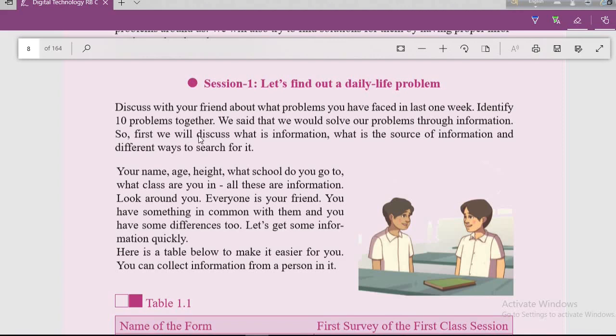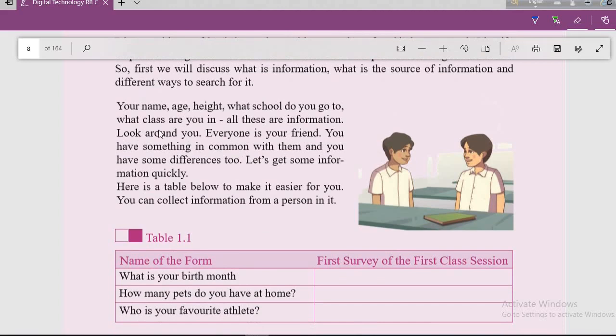So first we will discuss what is information, what is the source of information, and different ways to search for it. Your name, age, height, what school do you go to, what class are you in, all these are information.